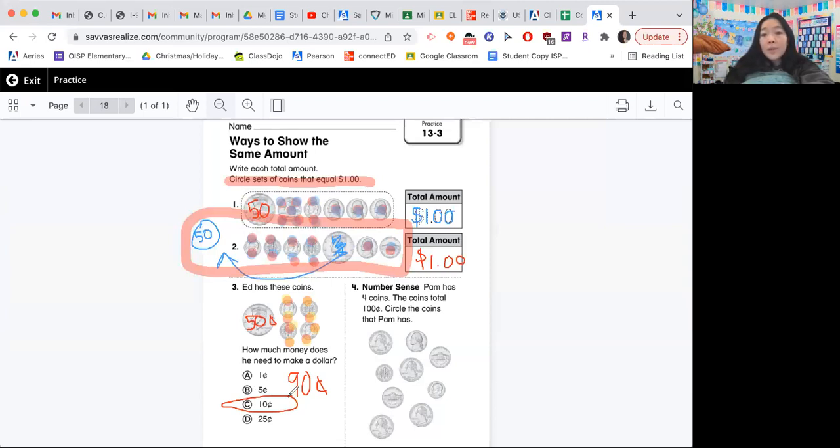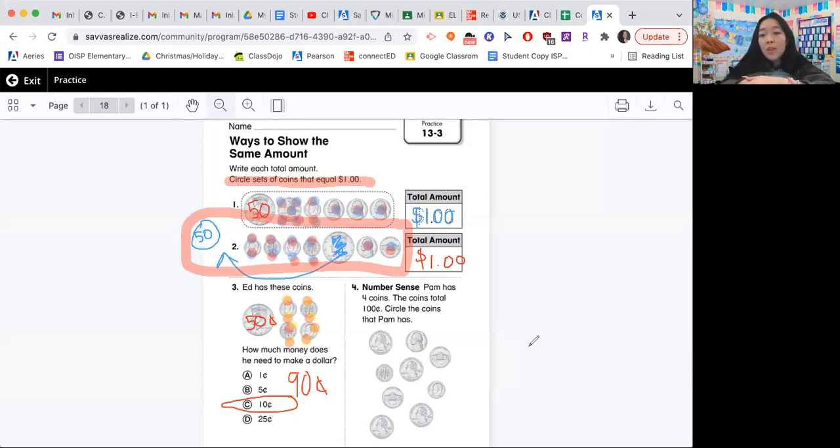Number 4, number sense. Pam has 4 coins. The coins will total 100 cents. Circle the coins that Pam has. Now, what coins could Pam have? There's actually a lot of different answers you can put, so we just need to find one. You could say, oh, Ms. Park, you could also do it this way. That's true, but we're just going to look for one way.